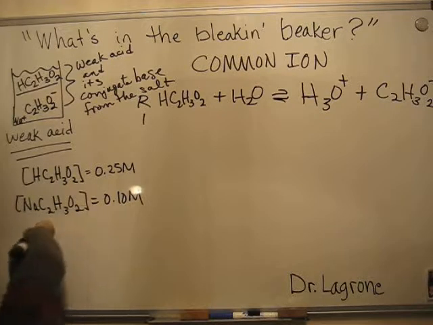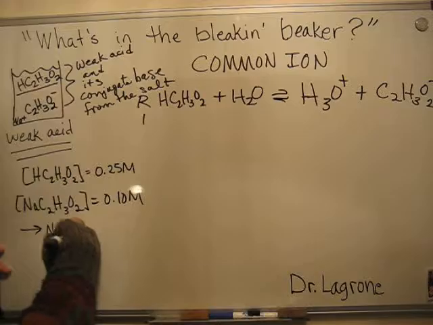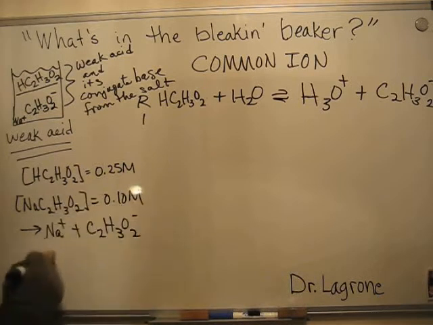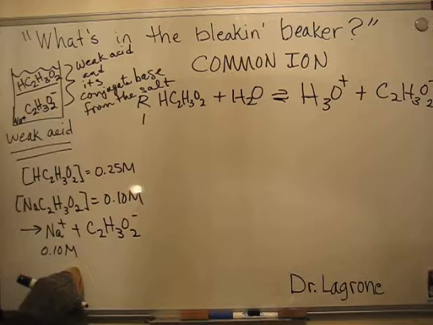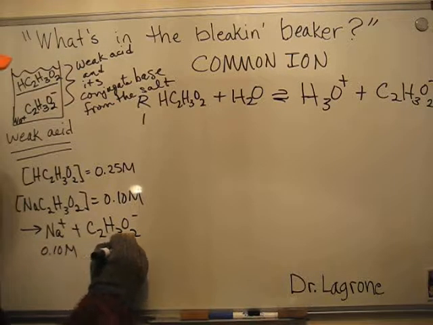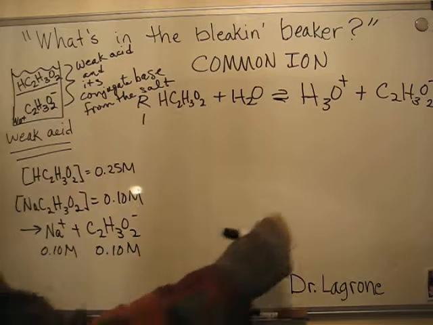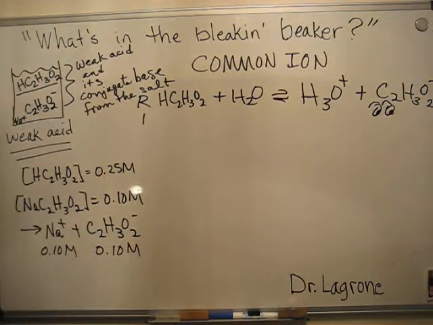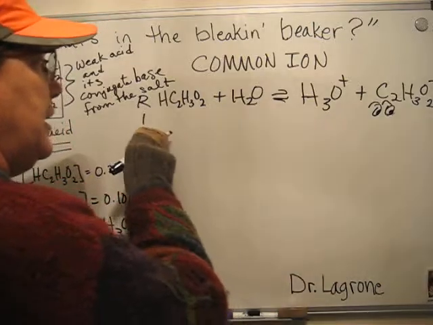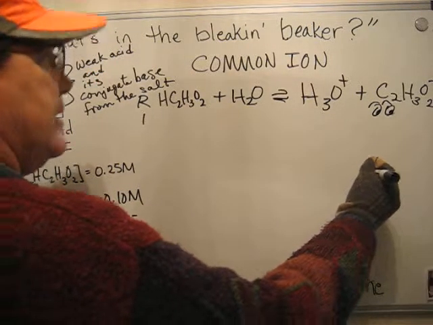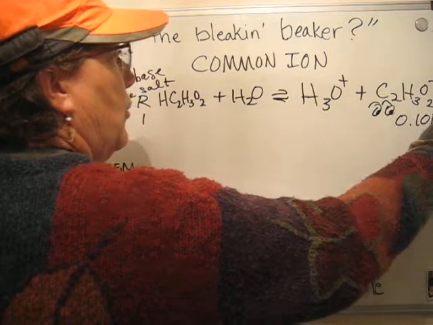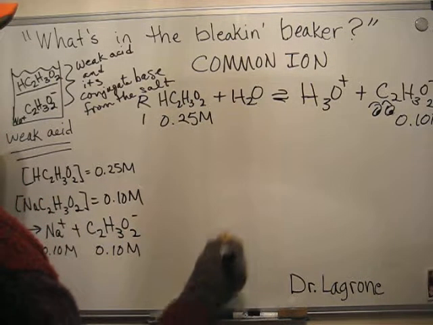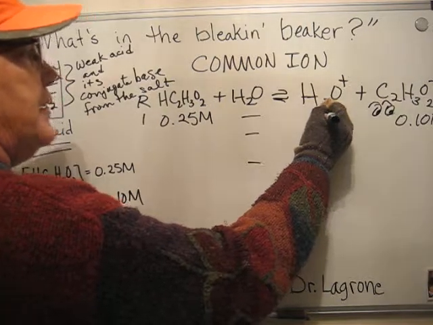Well, what happens when the salt dissociates? It forms sodium ions and acetate ions in a 1-to-1 mole ratio. So if this is 1/10 molar for the salt, this is 1/10 molar for sodium, but it's a spectator, so I don't care. But I do care about the concentration of that acetate ion. Why? Because here it is. There's the acetate ion. So it's not going to be 0 initially the way it is in our other RICE tables. It is actually going to start out at 0.10 molar, and the acetic acid is 0.25 molar. Water, we still don't care about.